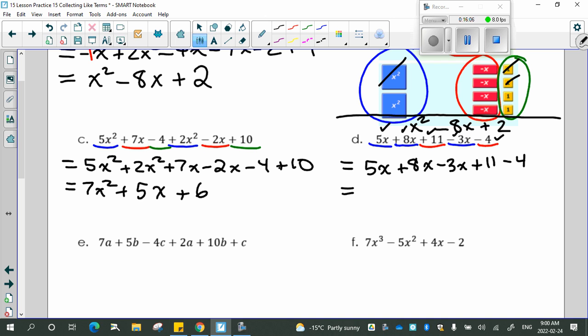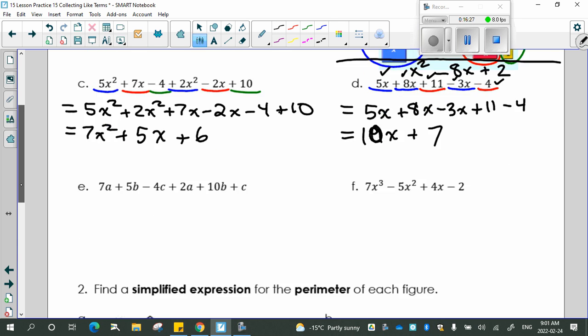Charlie? Is it 9x plus 7? 9x plus 7. Very close. What one change would you make? Braden? 10? So 5 plus 8 is 13, minus 3 is 10. Very good. Okay? All right, so on to the next one.